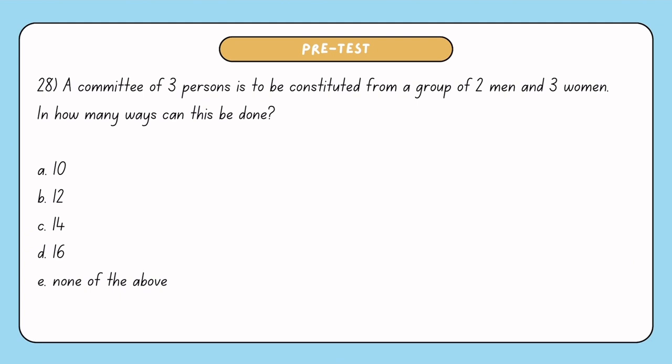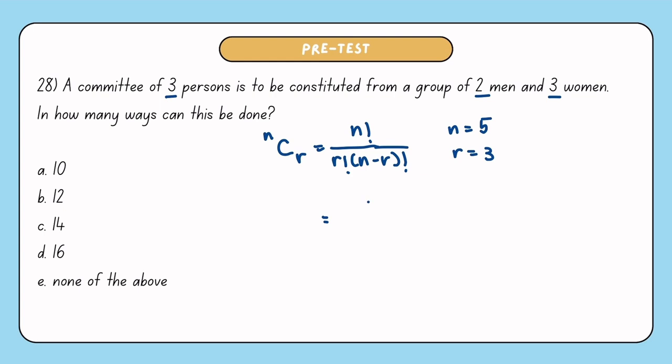Number 28. A committee of 3 persons is to be constituted from a group of 2 men and 3 women. And how many ways can this be done? So, ang pinapagawa naman sa atin dito is combinations. And sa combinations, our formula is n factorial over r factorial times n minus r factorial, where n is the total number of people, which is 2 plus 3 or 5, and r is kung ilang tao yung nasa group. And in this case, 3. 5 factorial over 3 factorial times 5 minus 3 factorial.